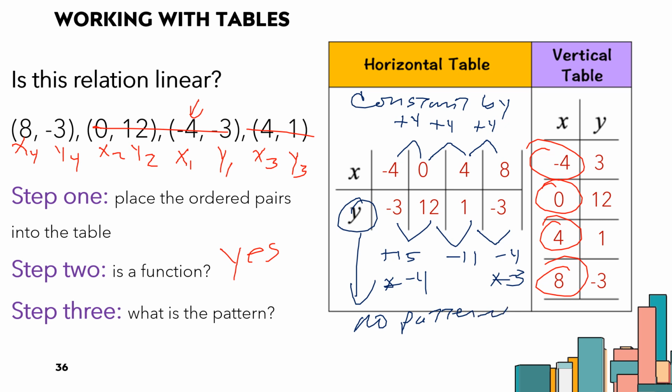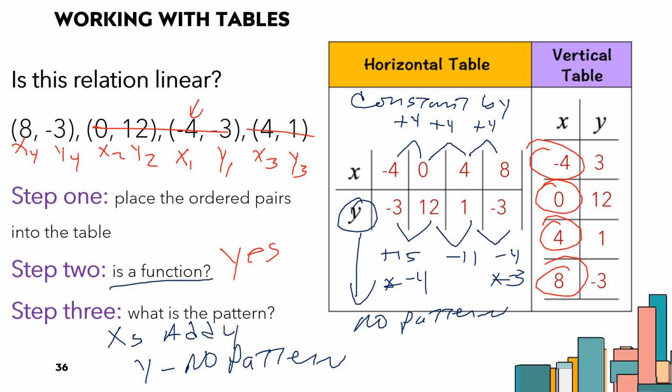So there's no apparent pattern. There's nothing we can do with Algebra 1 to solve this. So the pattern is x's, add 4, y, see, no pattern. You just say no pattern. If you want to be more grammatically correct, you can say no apparent pattern. So it is a function.